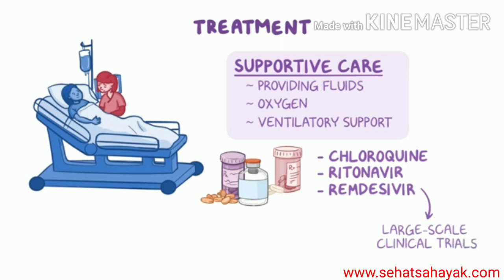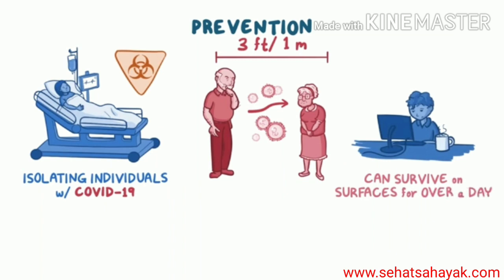Treatment is supportive care like fluids, oxygen, and ventilatory support, and other antiviral drugs like remdesivir, which is being tested in large-scale clinical trials in China. Unfortunately, there is no vaccine to protect against coronavirus. There is one vaccine in clinical trials, and it may be ready by 2021 approximately.